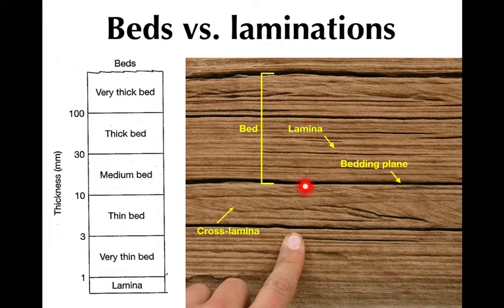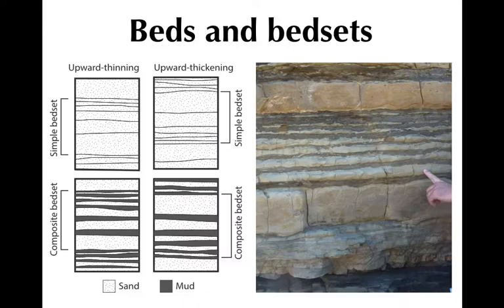Lamina can be bundled together as part of a bigger unit that we would call a bed. And beds can have a variety of different thicknesses, and this is just a general way to characterize what we mean when we say very thick bed, very thin bed, medium bed, etc. Both beds and lamina can be bundled together into bed sets or lamina sets. So I'll talk about beds and bed sets here.